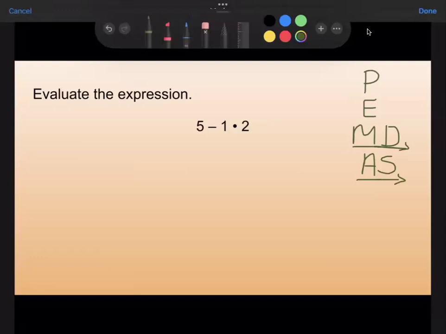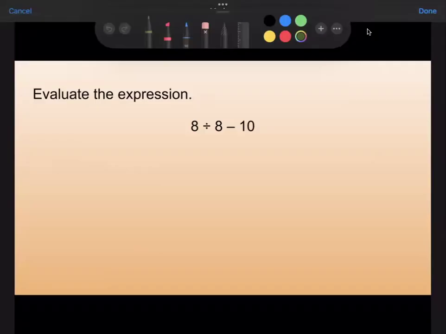So in this one, we have subtracting and multiplication. Multiplication comes before subtracting, so we're going to do 1 times 2 first, which is 2. Then I'm bringing down the 5 and the minus sign. And now everything else is subtraction. That's the only thing I have left. So 5 minus 2 is 3. That means this expression is equal to 3.